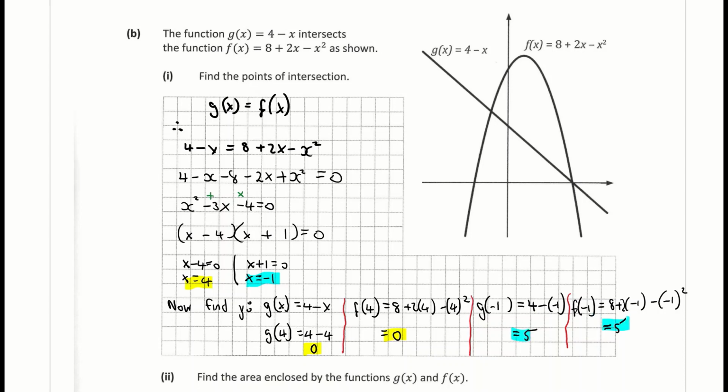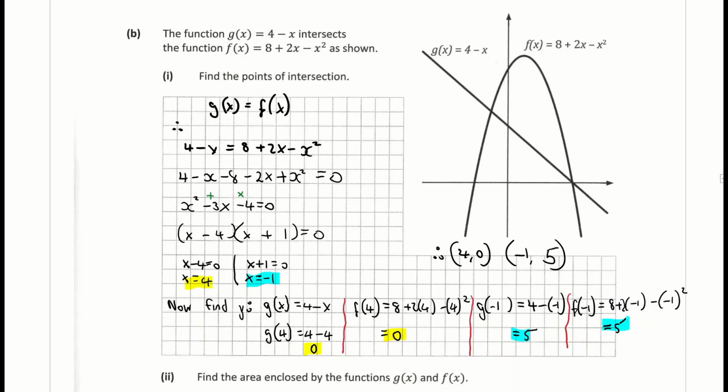So just coming back up to the question, it did say to find the points of intersection, so I'm just going to squeeze it in here. Therefore my points of intersection are x 4, y 0, and x minus 1, y minus 5. And they're my 2 points of intersection. Sorry, why am I putting in a minus 5? It's a positive 5.